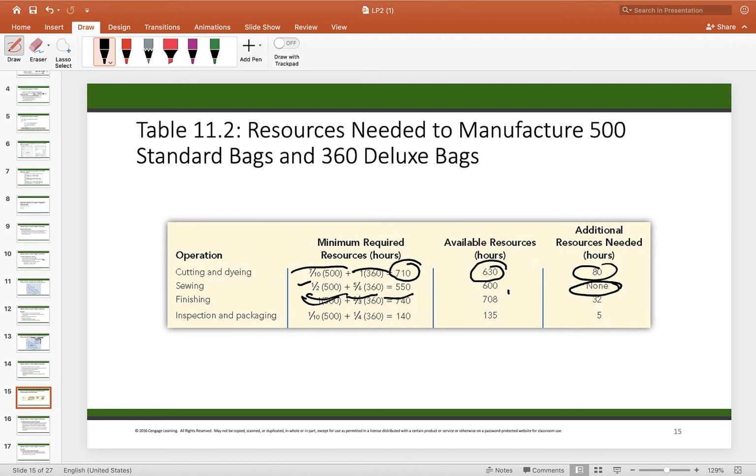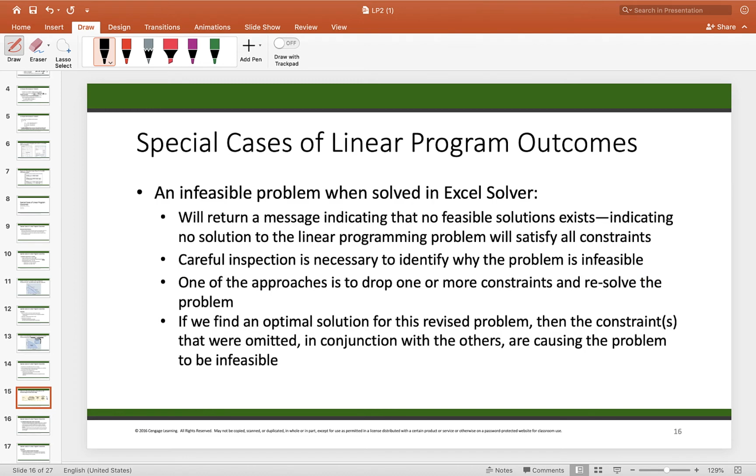They already have 600, so they don't need any additional resource. So you can go down there. And the management can actually figure out if they actually want to go ahead and get those additional resources in, and then you can rerun the models and take it on from there.